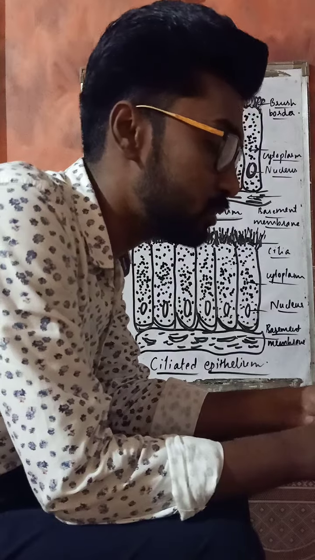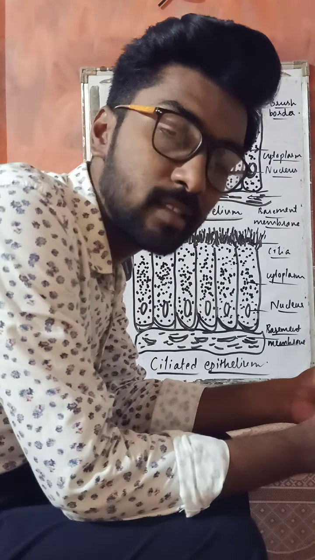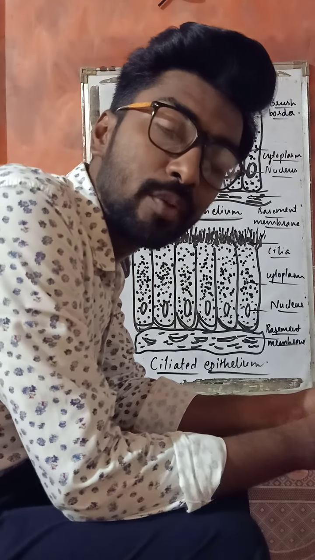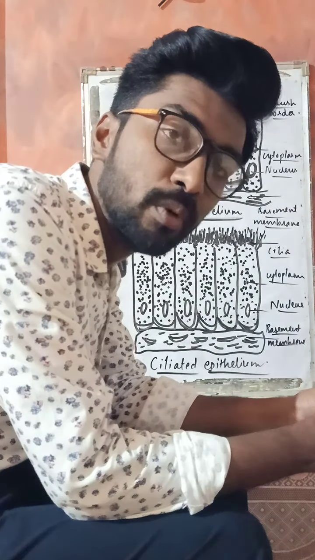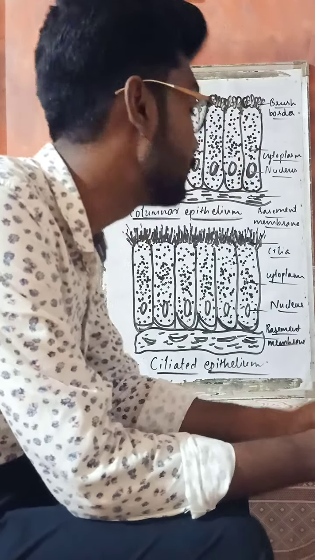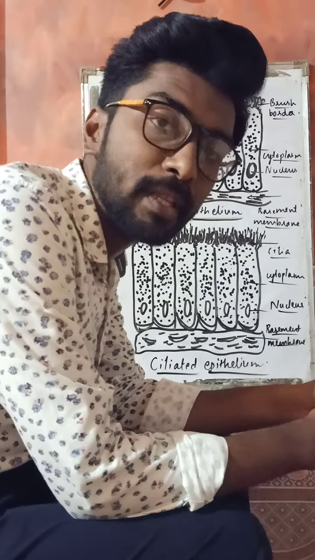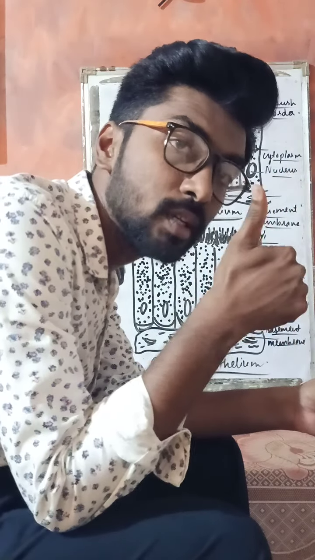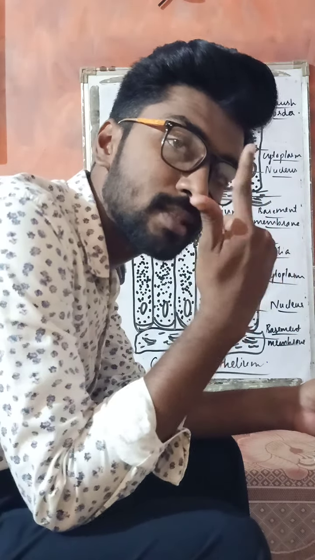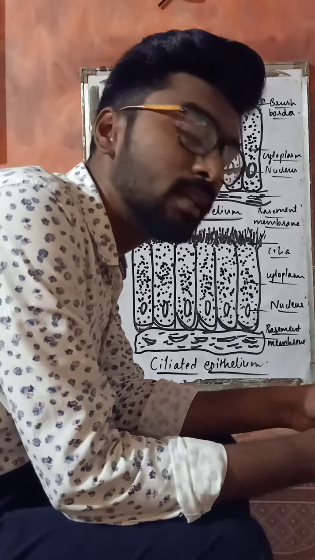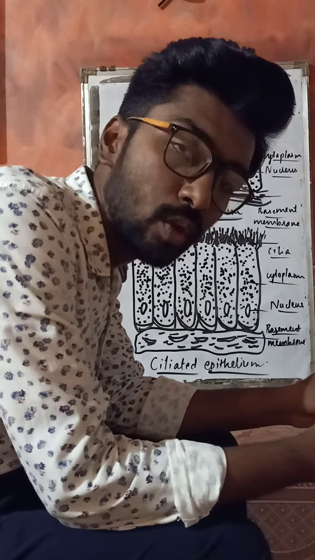Good afternoon, students. So let's start with the next type of epithelial tissue. Today we are going to study two different types of epithelial tissue, columnar epithelium and ciliated epithelium. Okay, columnar epithelium. Again, we are going to see the three important components. First, the location, second, structure, and third, function.